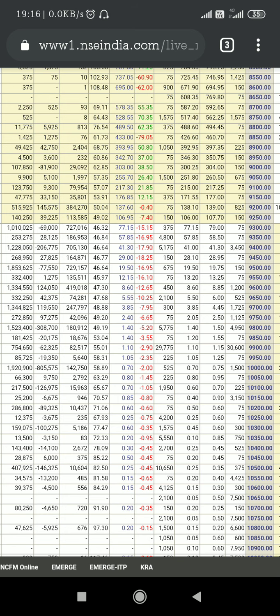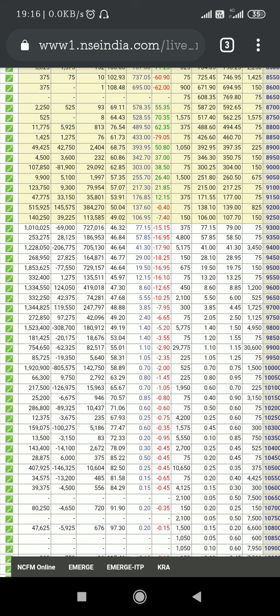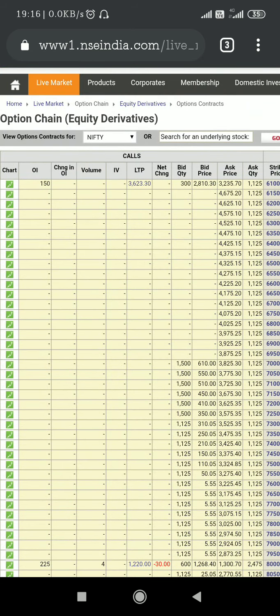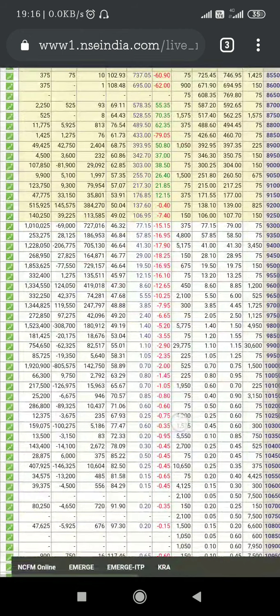Now the covering has been done at 9400 levels. As you can see, firstly we will check only the last two columns. Firstly it is OI, and the next is change in OI. Now let me open it for you.